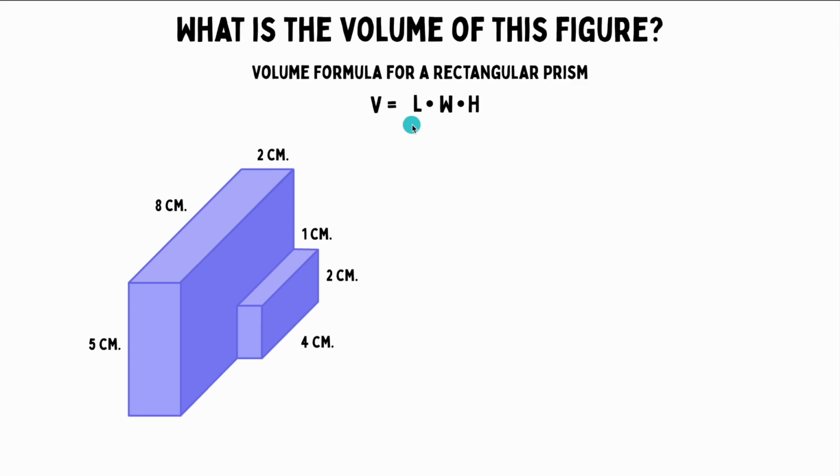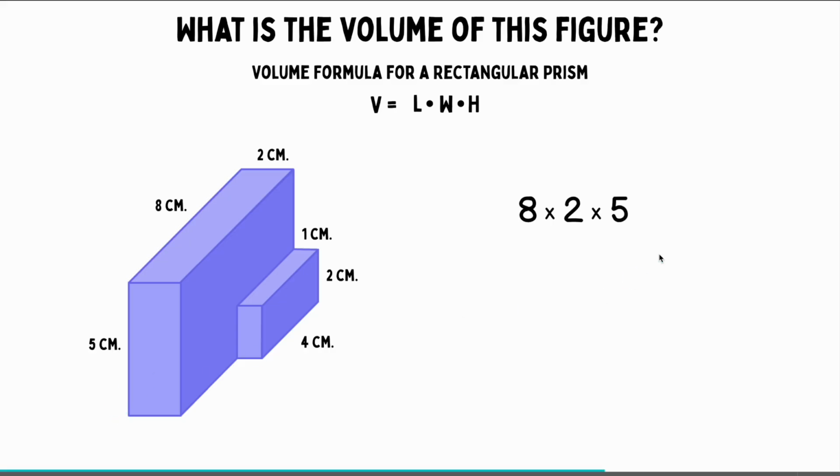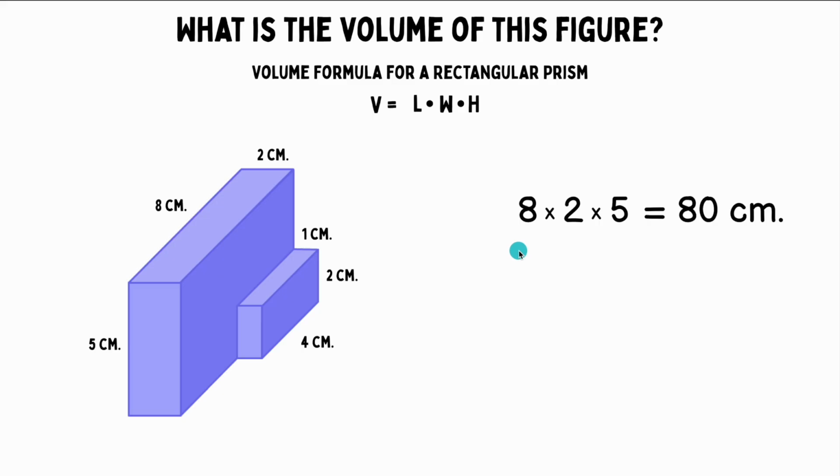Remember, volume equals length times width times height. In this case, we have two rectangular prisms, or a compound figure. Let's start by figuring out the volume of the first rectangular prism. Remember, we need the length, which is 8, the width, which is 2, and the height, which is 5. 8 times 2 times 5: we know that 2 times 5 is 10, times 8 equals 80 centimeters cubed.